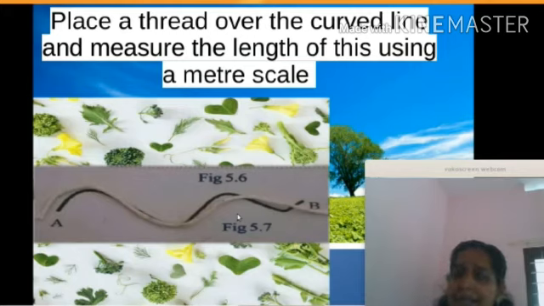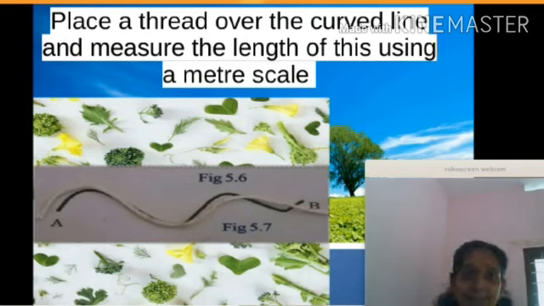By placing a thread over this curved line exactly at the positions A and B, don't move the thread from A and B. After taking this thread, by using a scale, measure the length of this thread. Then you get the length of this curved line.